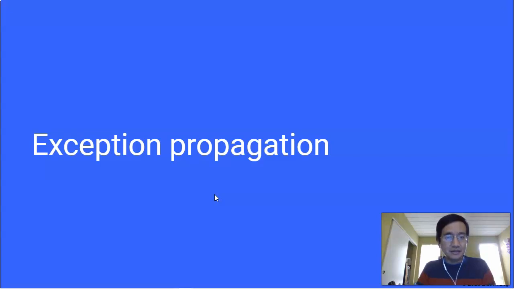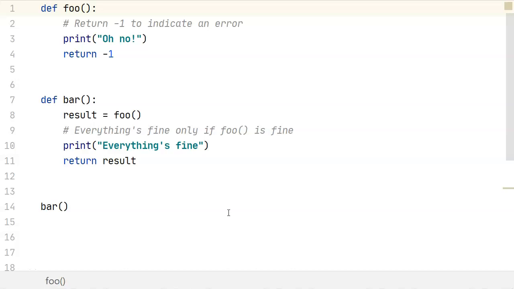Hi, in this video, we're going to talk about exception propagation. To motivate that, let's look at a piece of code that does not use exceptions at all to begin with. Here I define a function called foo. All foo does is print out "okay, something is wrong," and it returns a -1 to indicate something goes wrong inside the foo function.